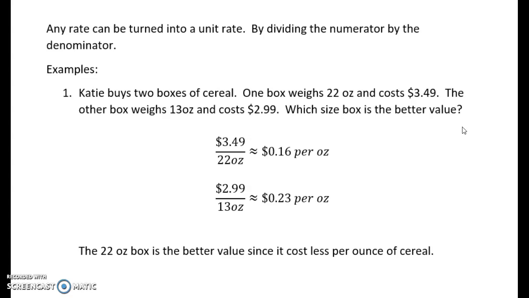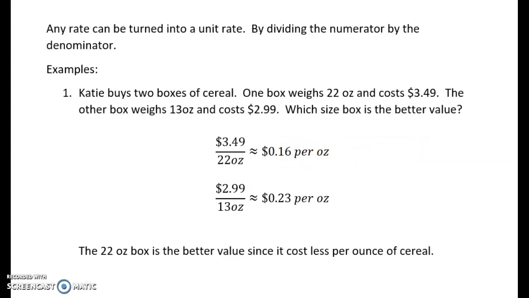So for the first box, it was $3.49 for 22 ounces. So I'm just writing that in fraction form. I'm leaving the units. The units are really important because the units describe the quantity. But if I wanted to get the unit rate, I'm just going to divide 3.49 by 22 and just leave my unit. So when I divide, I get about 16 cents per ounce. And I could write it, instead of writing it in fraction form, I could write it in this form as well. So per means 1. 16 cents for 1 ounce of cereal.